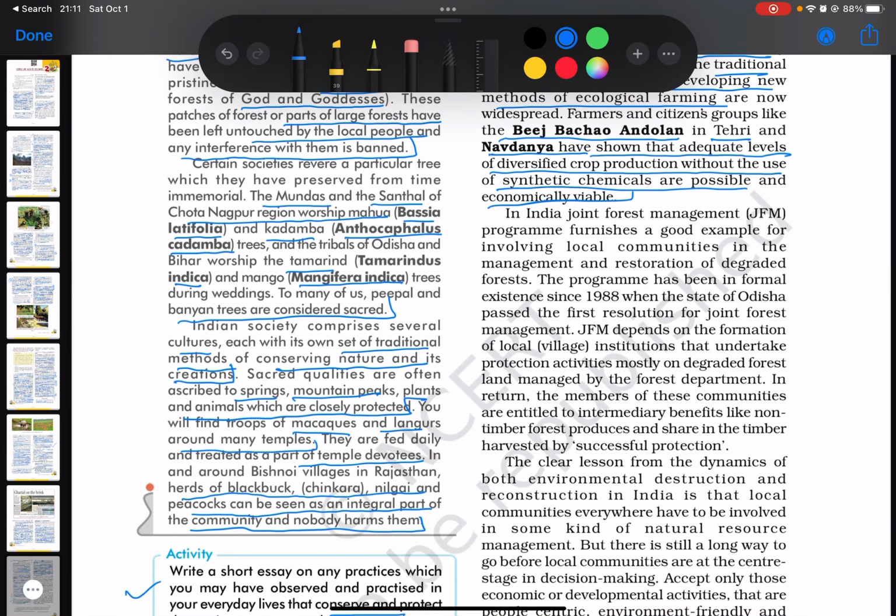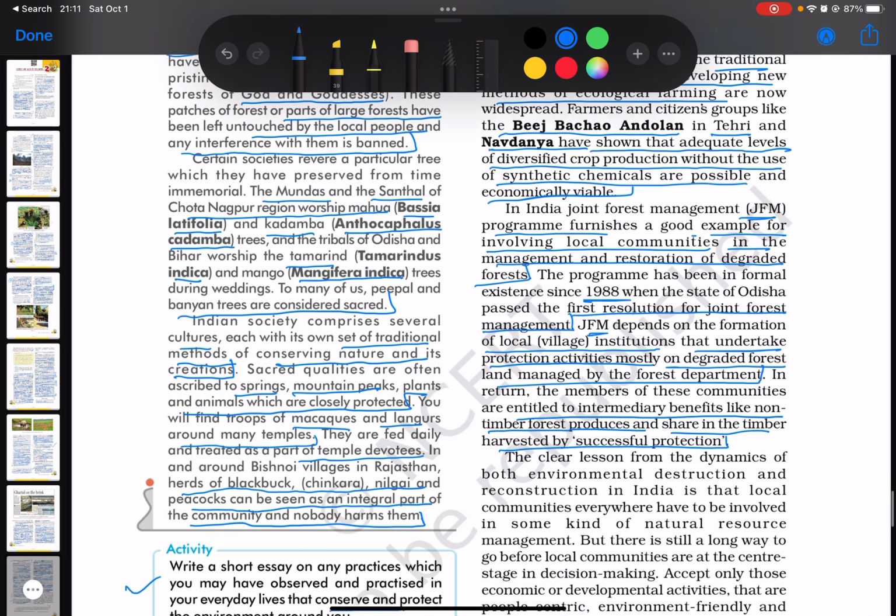In India, Joint Forest Management or the JFM program furnishes a good example of involving local communities in the management and restoration of the degraded forest. The program has been in formal existence since 1988 when the state of Odisha passed the first resolution for the joint forest management. JFM depends on the formation of local village institutions that undertake protection activities mostly on degraded forest land managed by the Forest Department. In return, the members of these communities are entitled to intermediary benefits like non timber forest produces and share in the timber harvested by the successful protection.